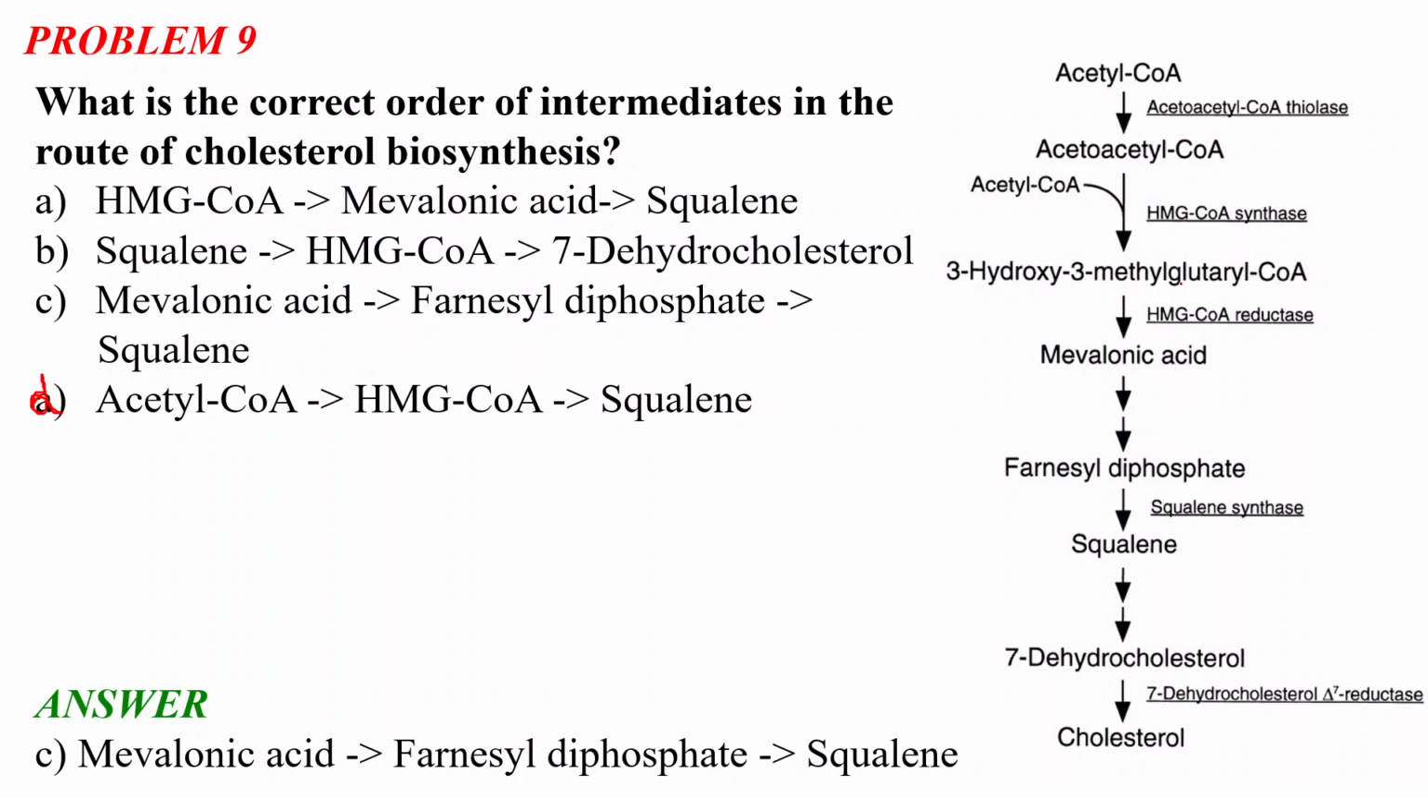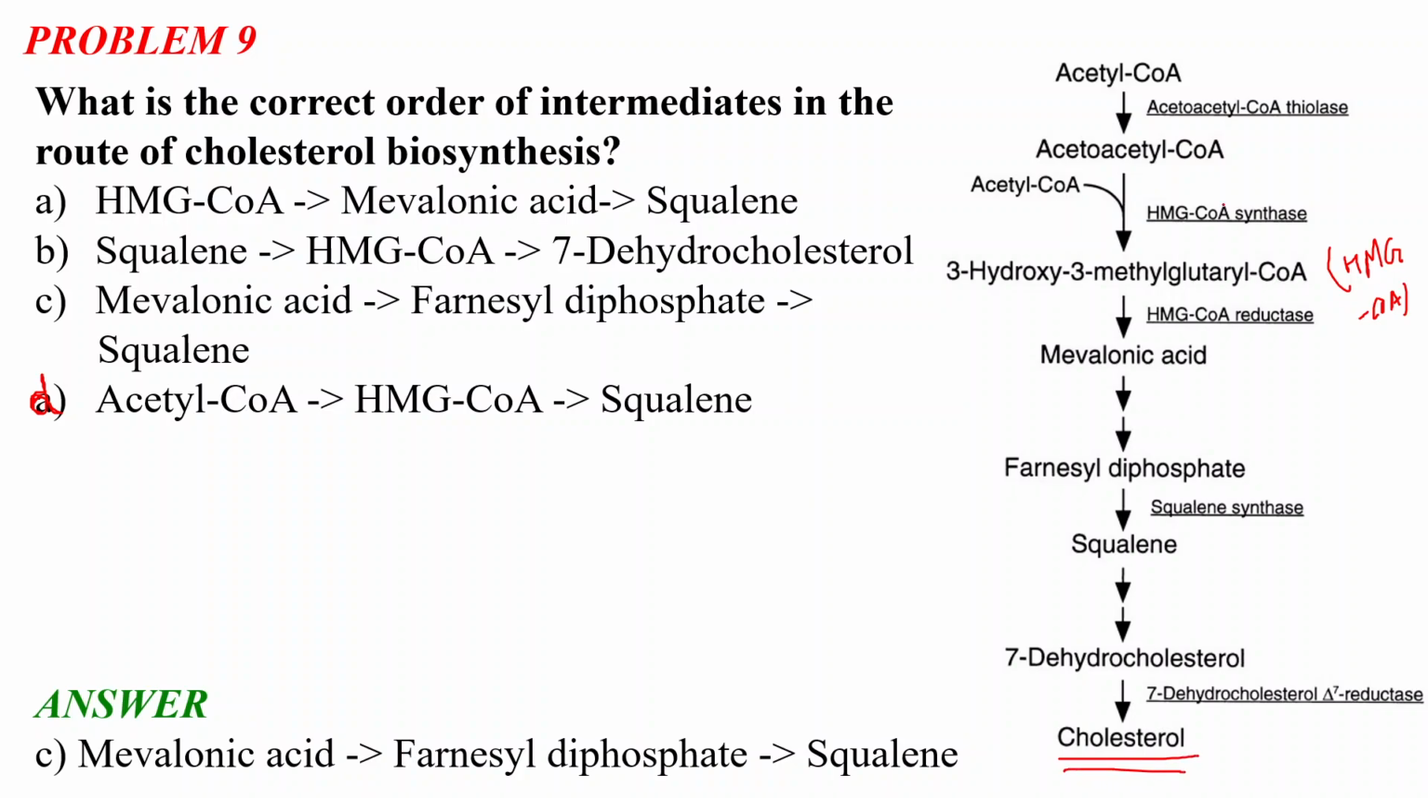This 3-hydroxy 3-methylglutaryl CoA is abbreviated as HMG CoA. And the third step: the HMG CoA is converted to mevalonic acid, and the enzyme helping it is HMG CoA reductase. Then this mevalonic acid is converted to farnesyl diphosphate, and this farnesyl diphosphate is converted to squalene with the help of squalene synthase, and there are small steps in between. Ultimately this squalene is converted to 7-dehydrocholesterol, which, with the help of the enzyme 7-dehydrocholesterol reductase, is converted into cholesterol.